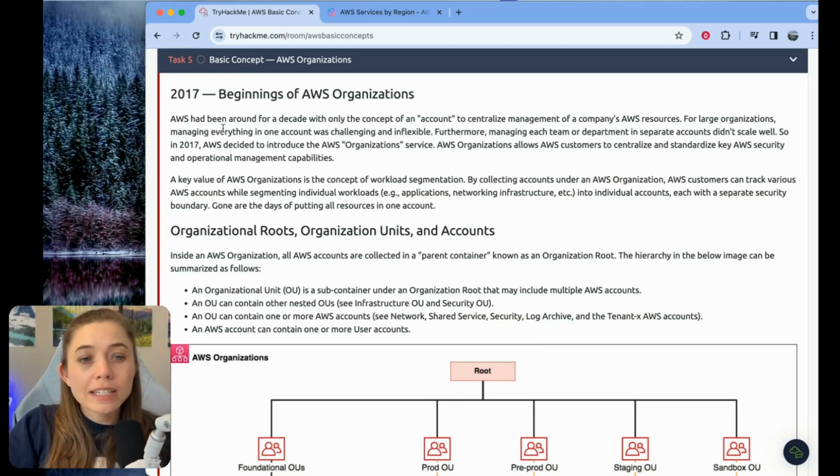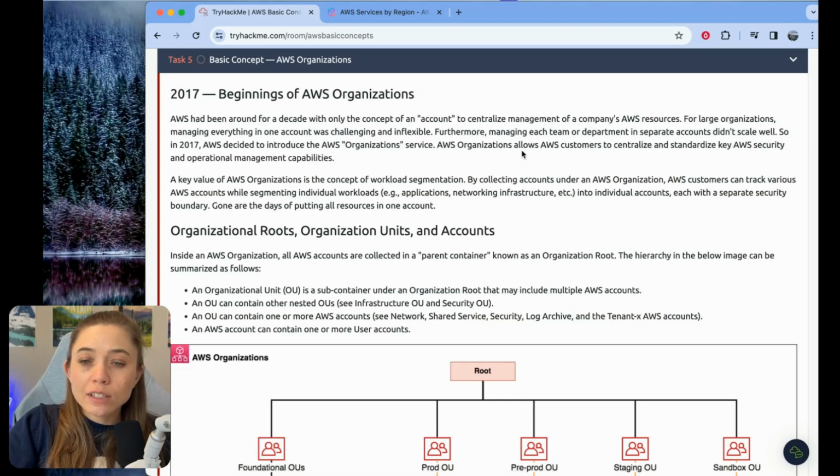It's talking about how AWS had been around for a decade with only the concept of an account to centralize management of a company's AWS resources. And for large organizations, managing everything in one account was challenging and inflexible. Furthermore, managing each team or department in separate accounts wasn't scaling well. So in 2017, AWS tries to solve this by introducing the Organizations service. And remember, we learned above Organizations is an example of one of the global services.